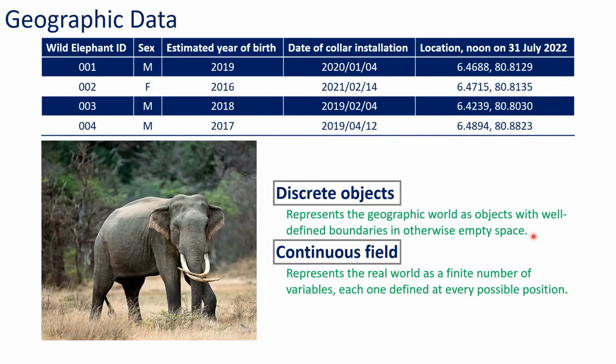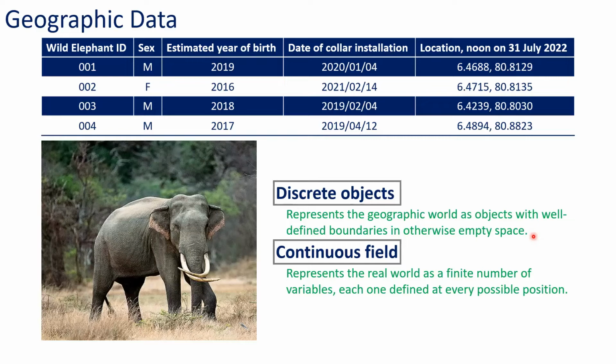And then we have continuous fields, which represent the real world as a finite number of variables, each one defined at every possible position. And this goes with time as well. It is like a continuous random variable and a discrete random variable. For the discrete random variable, I'm not going to repeat them. For a continuous random variable, you know that there's a defined interval that the variable can or cannot be in, with an upper bound and a lower bound at the edges.